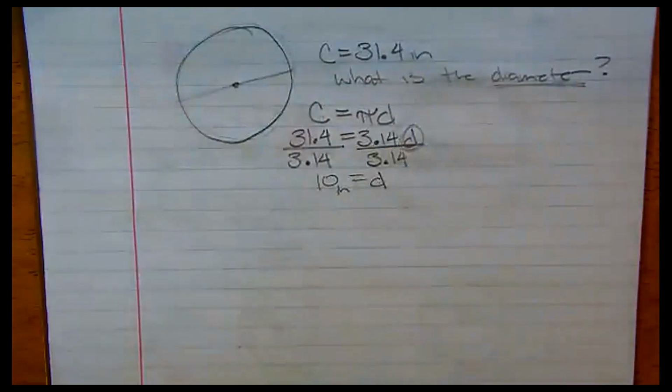Okay, and last but not least, we're going to be talking about semicircles. So a semicircle is a half circle.